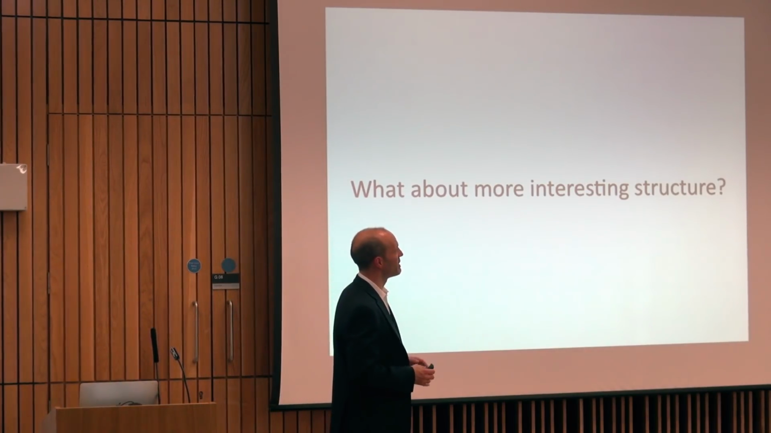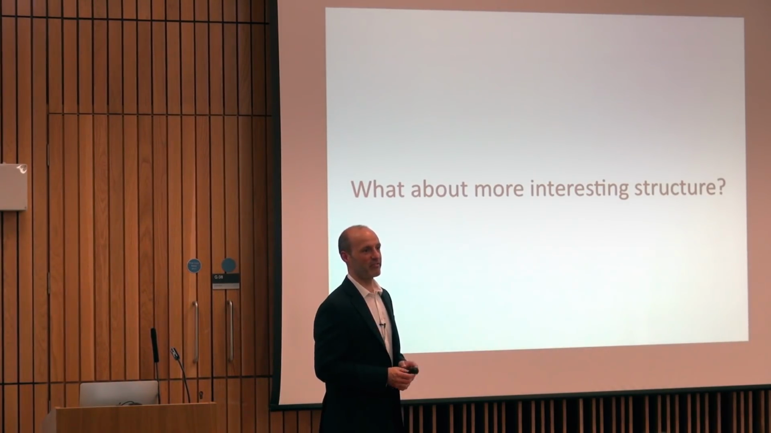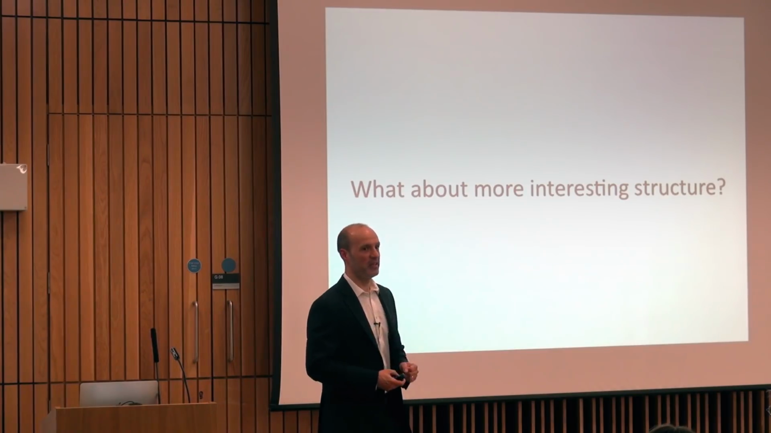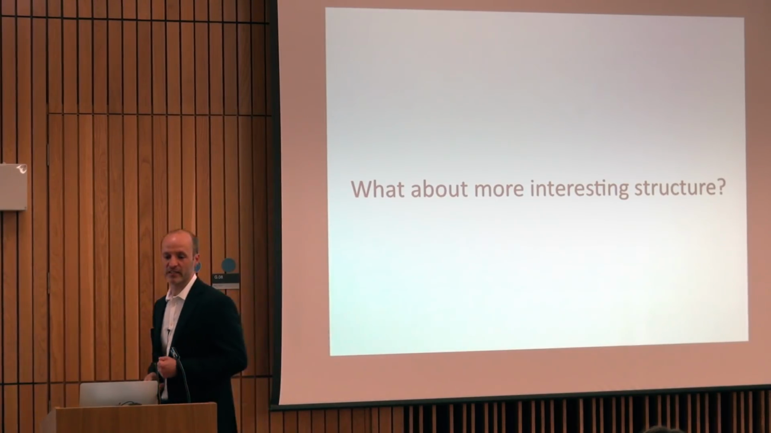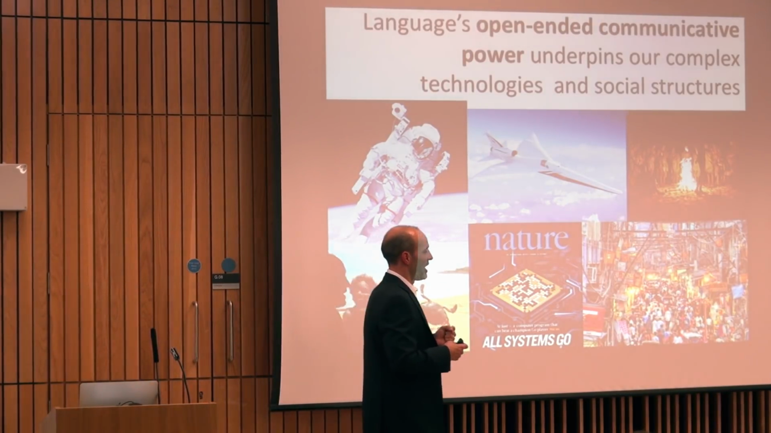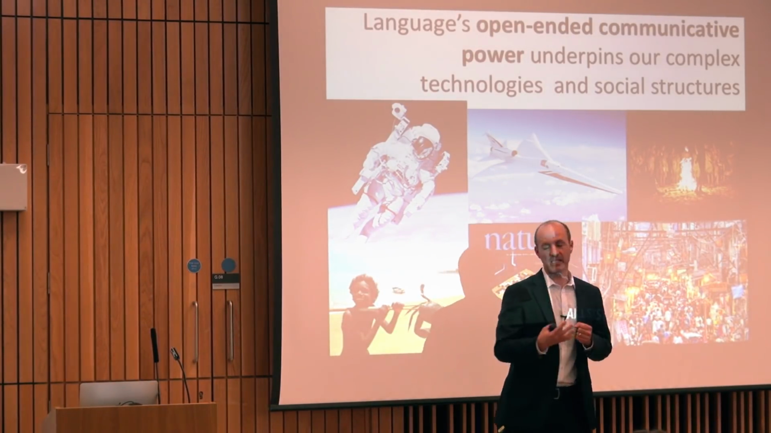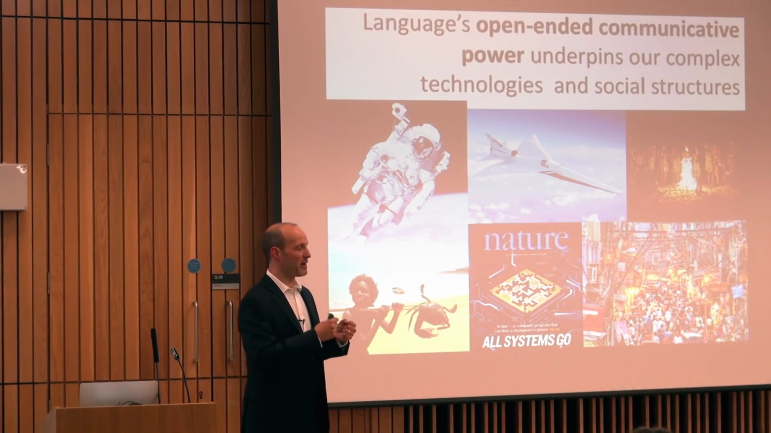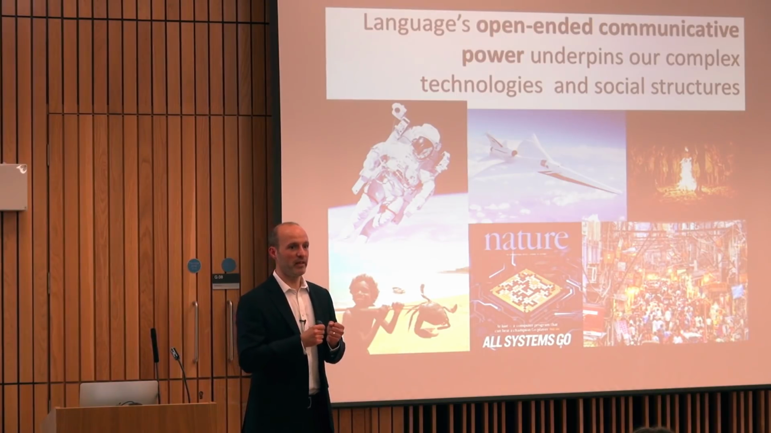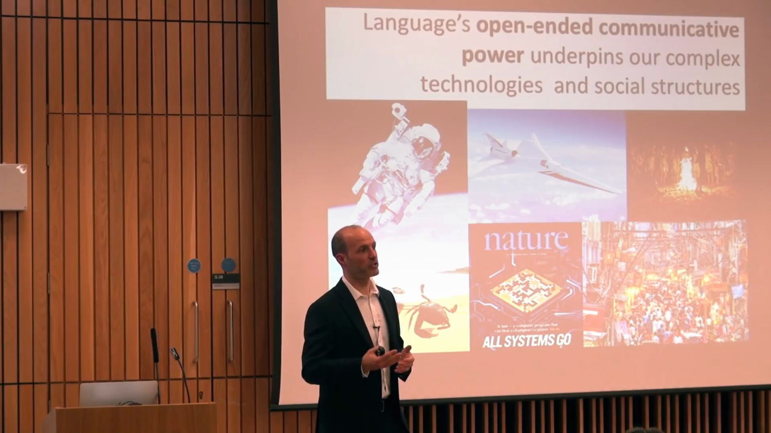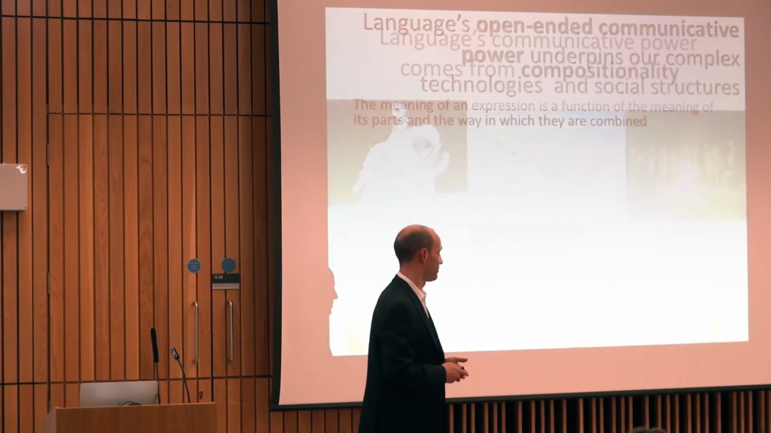Okay, so at this point you might be wondering, what about more interesting kinds of linguistic structure? Never mind noun classes, never mind those kinds of very simple regularities. What about the structure that gives language its expressive power? So earlier on, I was banging on about language's open-ended communicative power and how it underpinned basically everything interesting that humans do. So can we see the emergence of the regularities that underpin language's open-ended expressive power? Can we get those kinds of regularities to emerge through this iterated learning process?